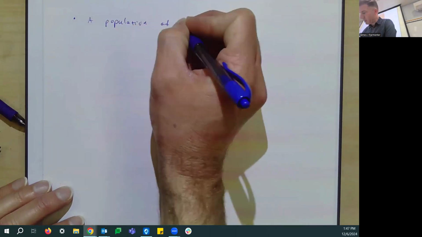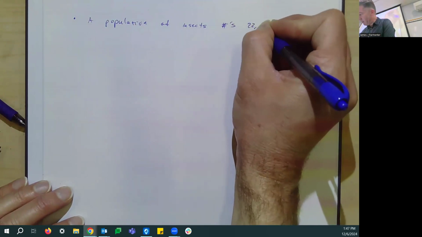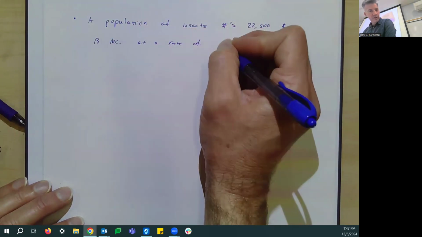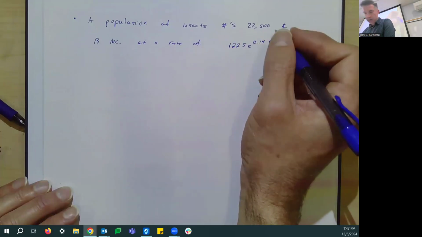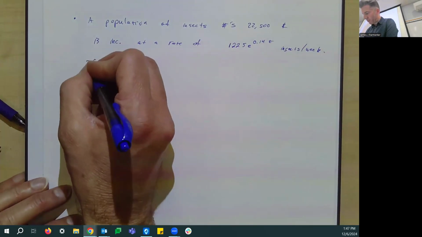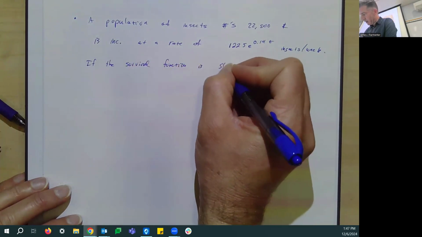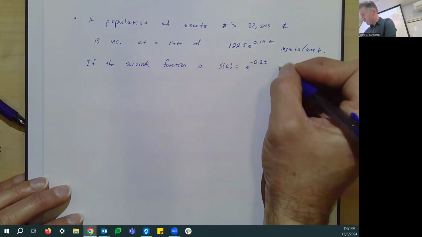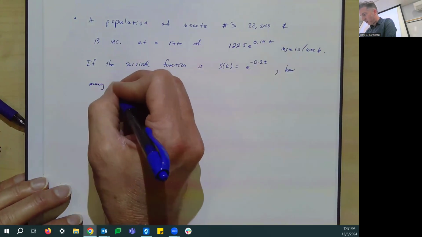A population of insects currently numbers 22,500 and is increasing at a rate of 1,225 e to the 0.14 t insects per week. If the survival function is S of t equal to e to the negative 0.2 t, where t is measured in weeks, how many insects will there be after 12 weeks?